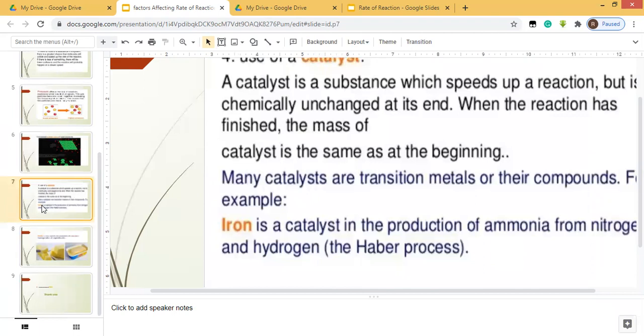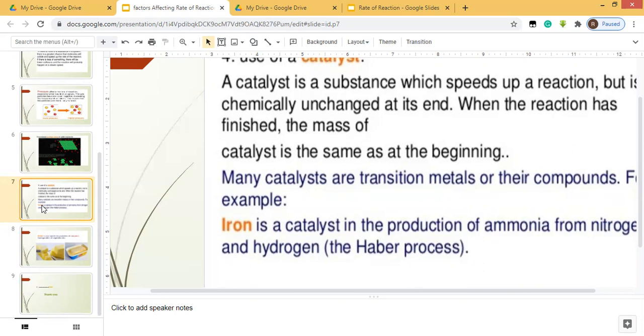Now the use of a catalyst. First, a catalyst is a substance which speeds up the reaction. A substance that alters the rate of reaction without being consumed itself is known as a catalyst. So a catalyst acts by changing the mechanism or the pathway of the reaction, making available a new mechanism with a different energy of activation.